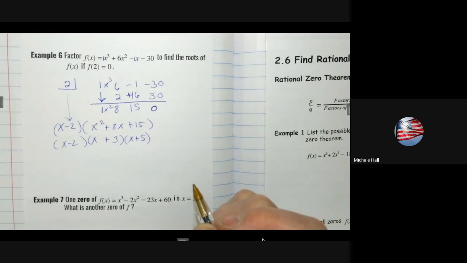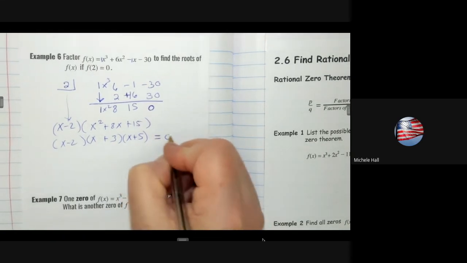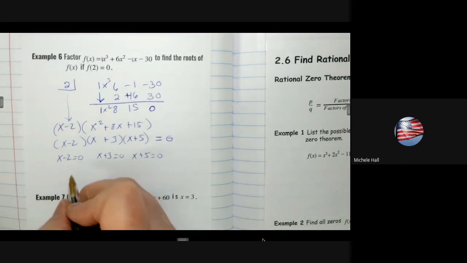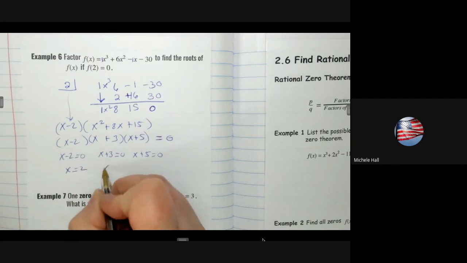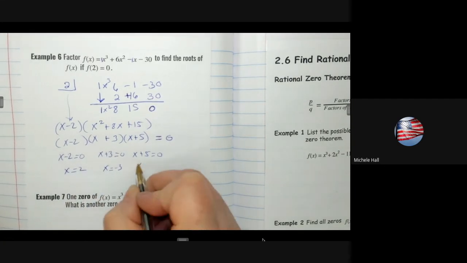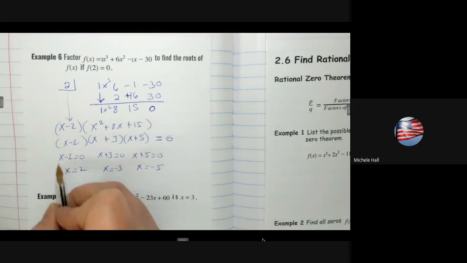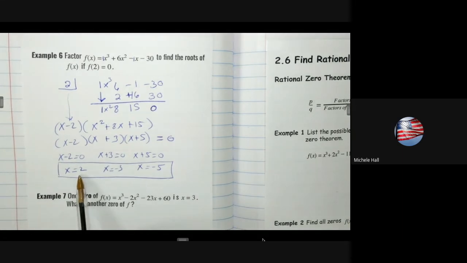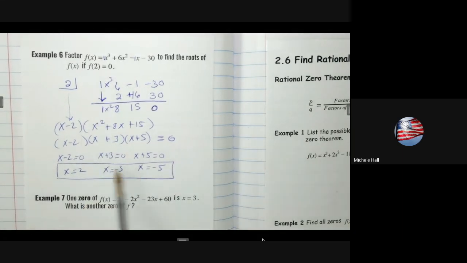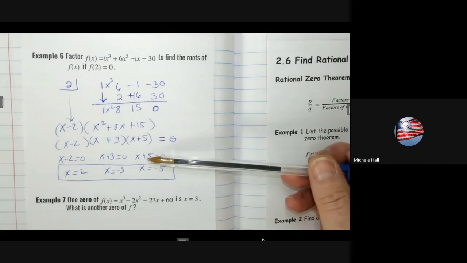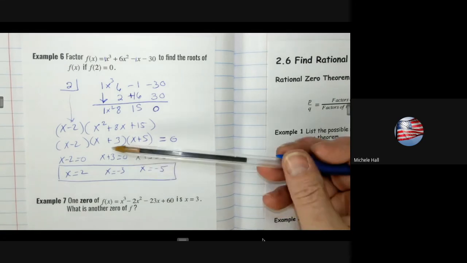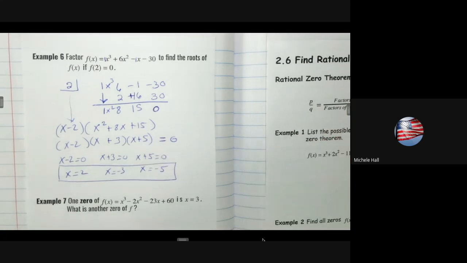Now we need to find the roots. We set it equal to 0, and we solve all of our factors. We get x equals 2, x equals negative 3, and x equals negative 5. Here are the roots, and we knew the first root. We needed to find the other two. Do I expect you to go from your factors to these equations to solving? No. I think that you can go from here right to the answer. But these are your notes, so you should fully understand what it is you're doing.